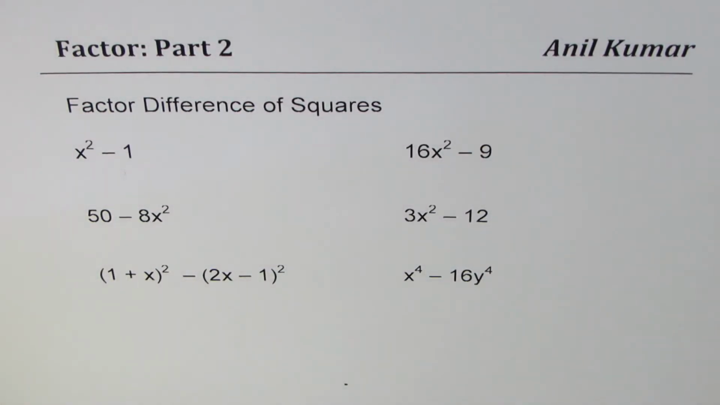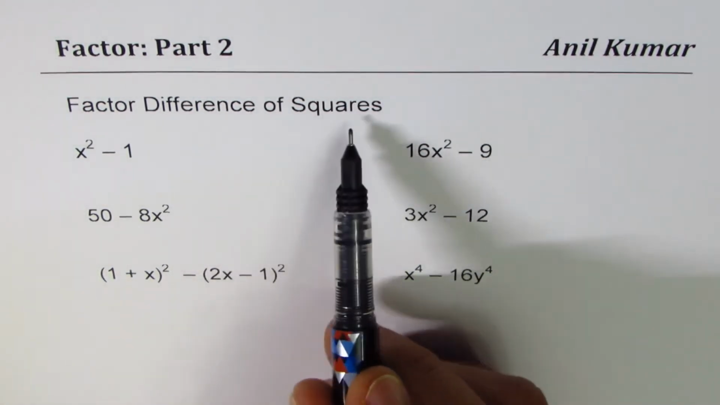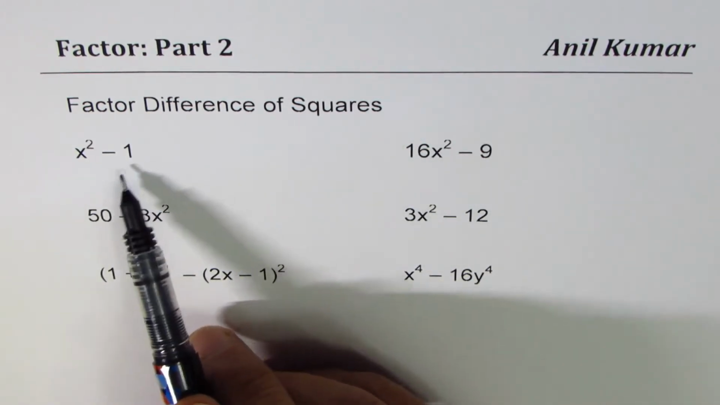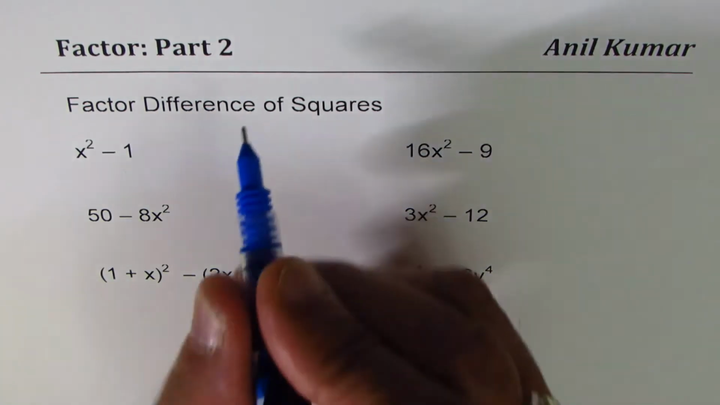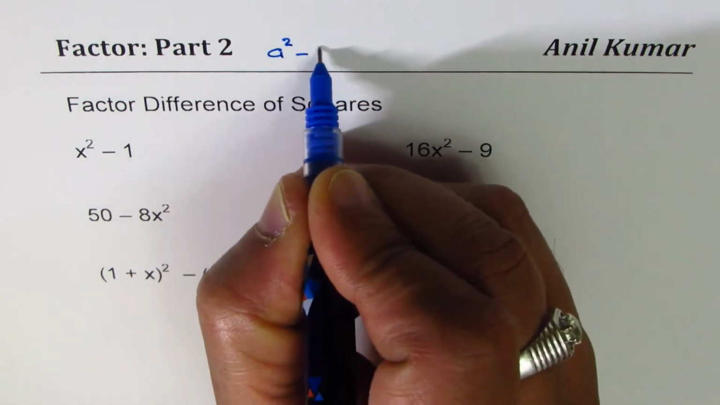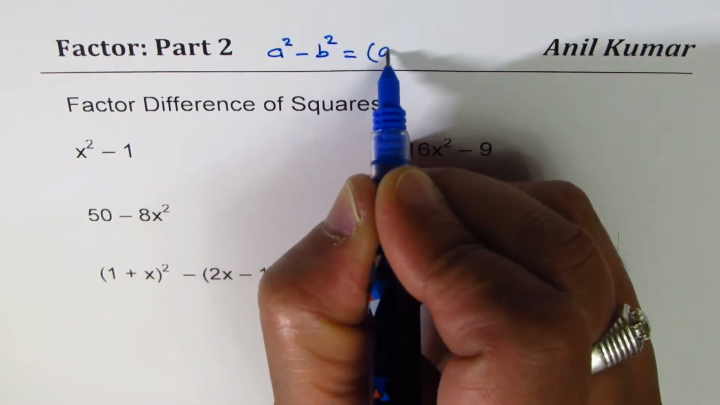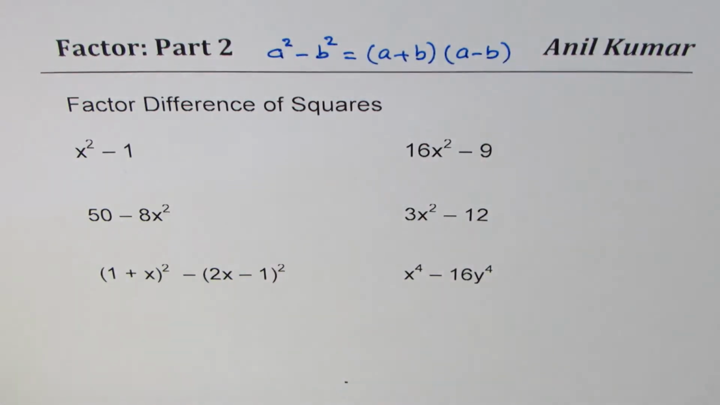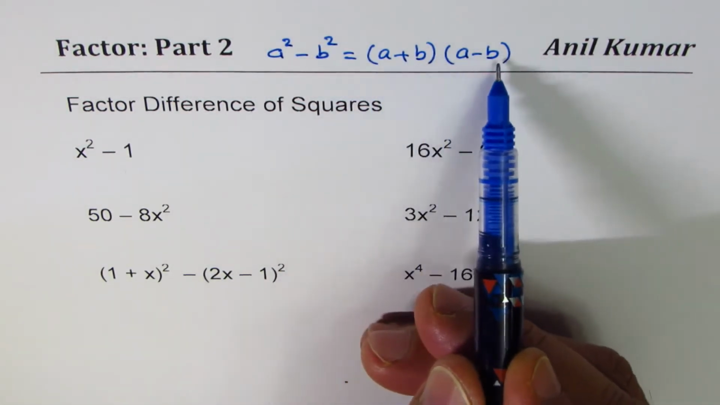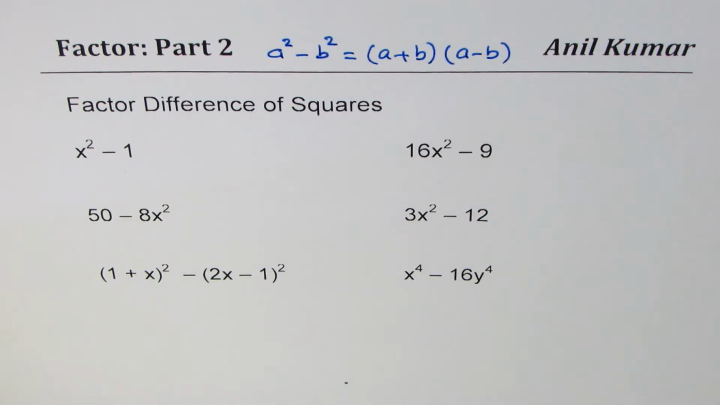I'm Anil Kumar, and in this video I've taken a few examples based on difference of squares, and we'll see how to factor such binomials. Whenever we have examples for difference of squares, we are dealing with binomials, not trinomials, right? The formula which you can always use is a square minus b square equals a plus b times a minus b. When you expand a plus b times a minus b, you get a square minus b square.